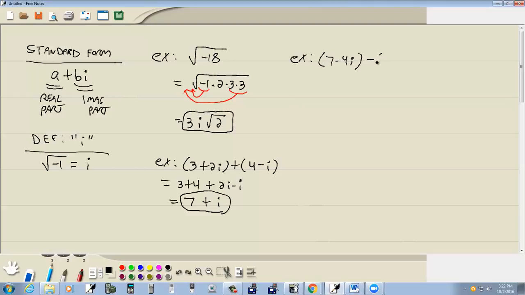Now if we have subtraction, the first parentheses here isn't doing anything, so I can just drop it. But the second parentheses is doing something. Whenever you have a negative out in front of your parentheses, this is going to flip the sign of everything inside. So the positive 2 becomes a negative 2. The negative 5i becomes a positive 5i. Now combine the real parts, 7 minus 2 is 5, and combine the imaginary parts. Negative 4i plus 5i is 1i, or just i.